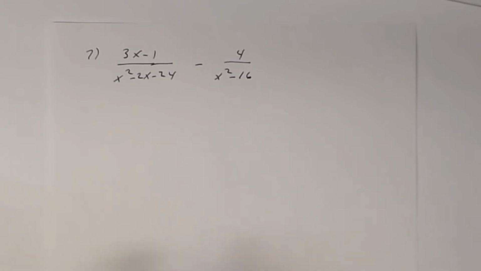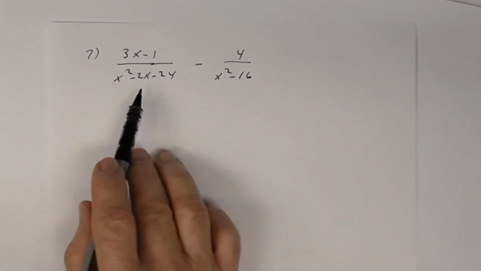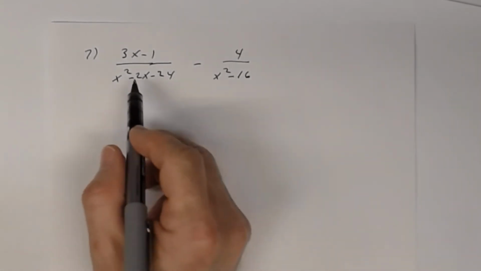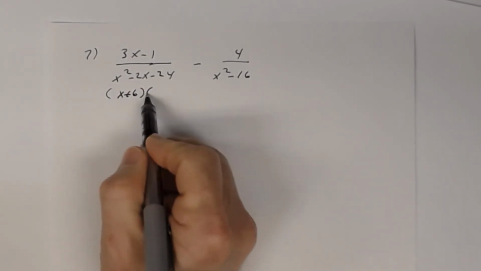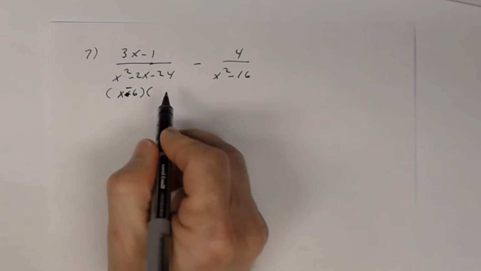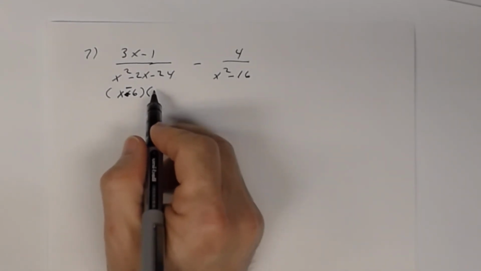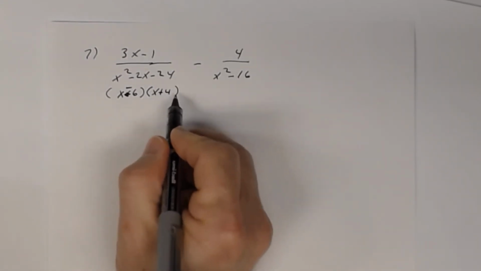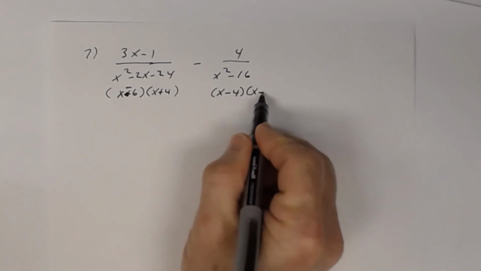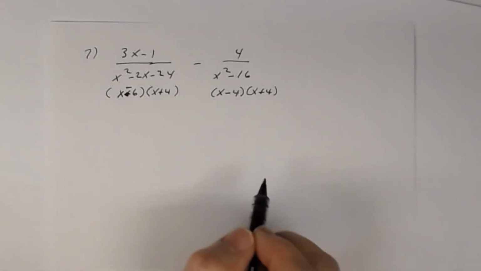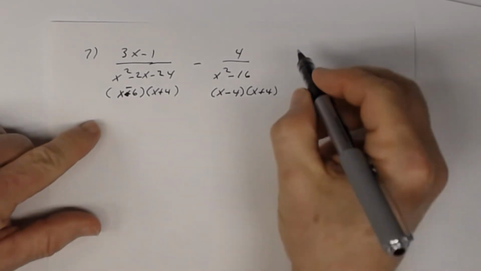All right, so again, we're going to factor the denominators, and I can factor these. This right here I can factor as x plus 4 times x minus 6, right? And over here, this is x minus 4 times x plus 4. That's the difference of two squares. All right, so those are the different factors I see.